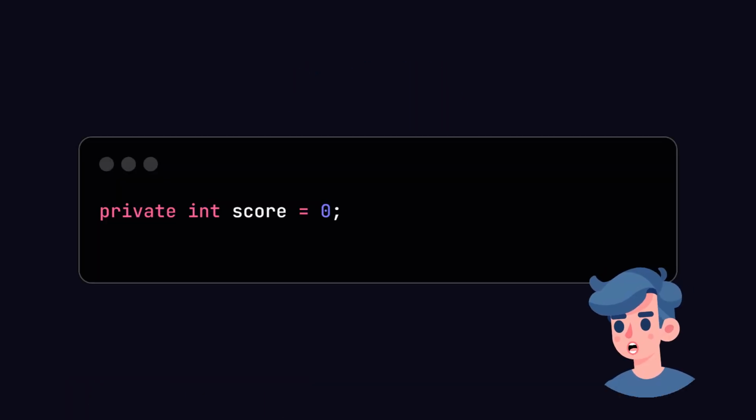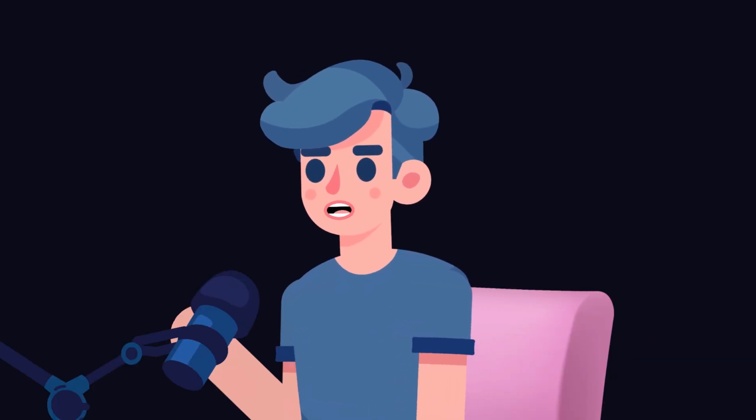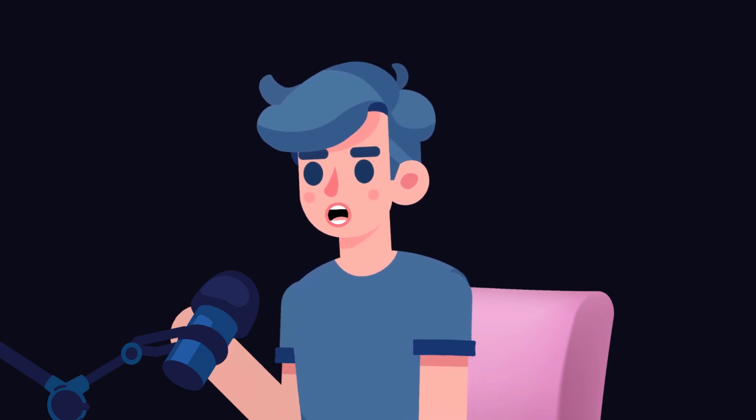Next, to make our application more interactive, let's implement a scoring system. Every time a user correctly plays a note, we'll increment a score. First, add a score variable to our class. Now, we need to update our score inside the playMusic method whenever a correct note is played. Here's how we can do that. With this implemented, we'll display the current score every time a user plays a valid note. This adds an additional layer of engagement to our game.